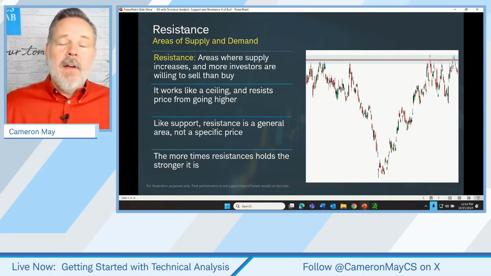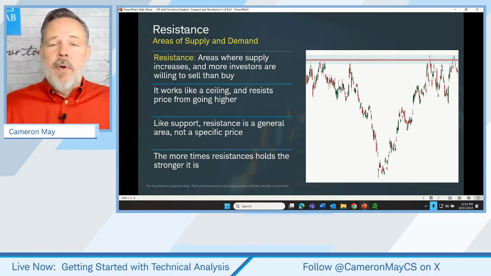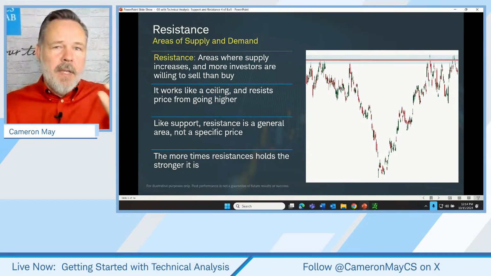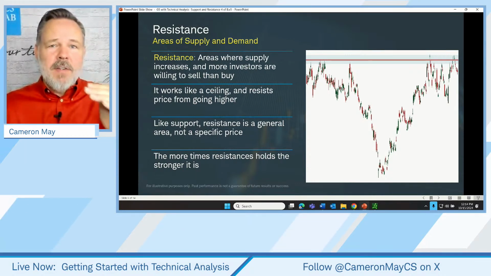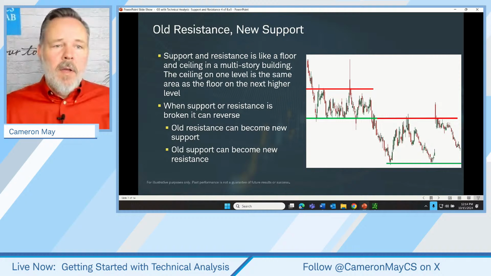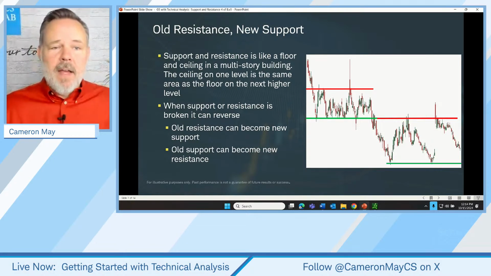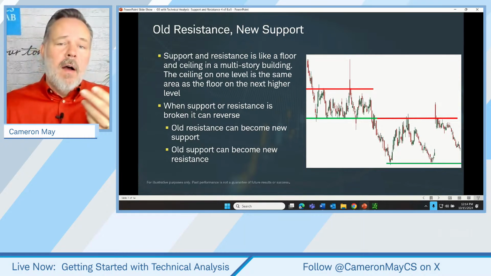So there are price floors and price ceilings, support and resistance. Now, there's actually a little bit of relationship between those two. There can be a transition from one to the other. So old resistance, an old price ceiling, if it's broken, can become a new price floor and vice versa. So support and resistance, it's like a floor and ceiling in a multi-story building. The ceiling on one level is the same area as the floor on the next higher level.